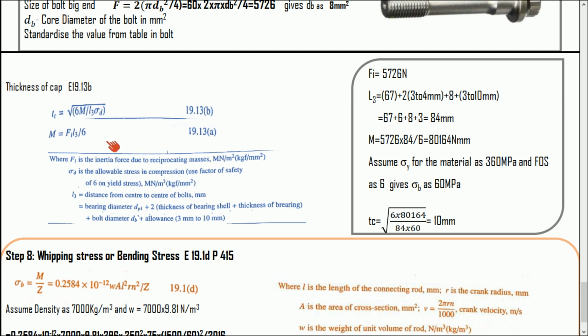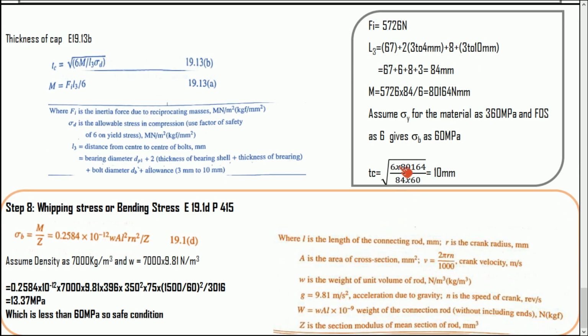And now we have to substitute back in the equation for Tc, and for that we are assuming that the material has a yield value of 360 megapascal, and we are considering the factor of safety as 6. So the allowable value is 60 megapascal. Upon substituting in the equation for Tc, the thickness of the plate obtained is 10 mm.